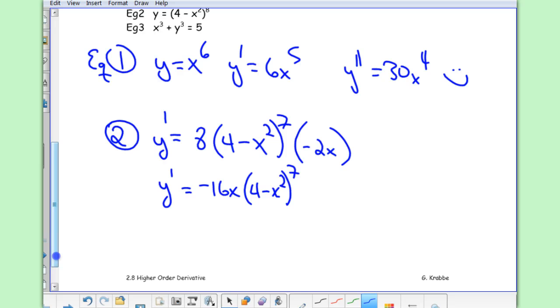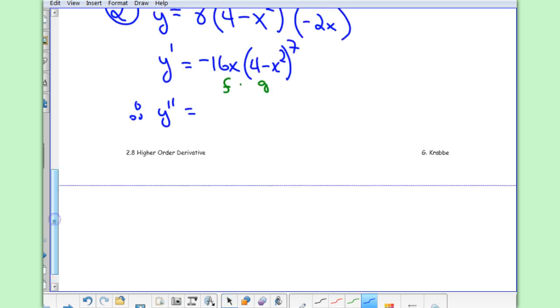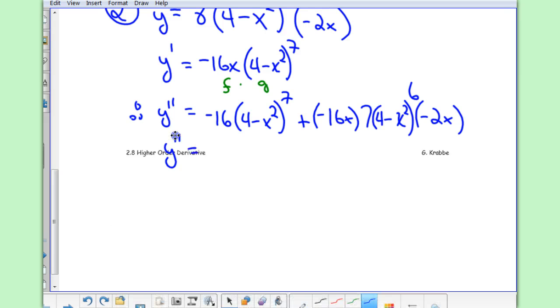And so now on the second derivative, y double prime is equal to, and we can see that now we're going to have to use the product rule, so f times g, along with the chain rule as well. So when I take that derivative, you end up with y double prime equal to minus 16 times (4 minus x squared) to the 7 plus minus 16x times 7 times (4 minus x squared) to the 6 times minus 2x, using product rule and chain rule.